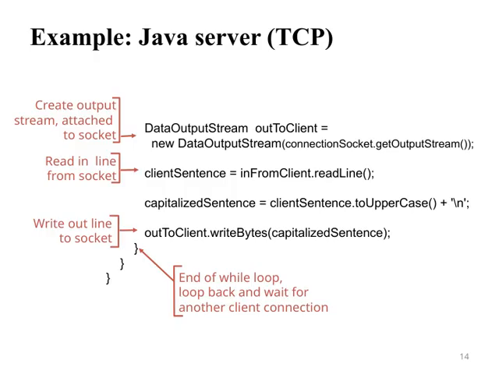Then, we convert that message to uppercase and add a newline character at the end, storing it in capitalizedSentence. After that, we write this transformed message back to the client using outToClient.writeBytes. The process is wrapped in a loop. Once we finish sending the response, the server waits for another message from the same or a new client connection. This pattern demonstrates how the server reads input, processes it, and responds, forming the core of TCP communication in Java.